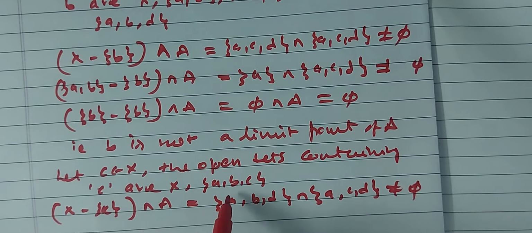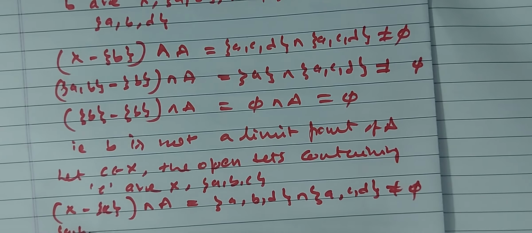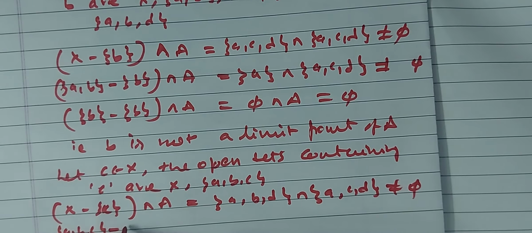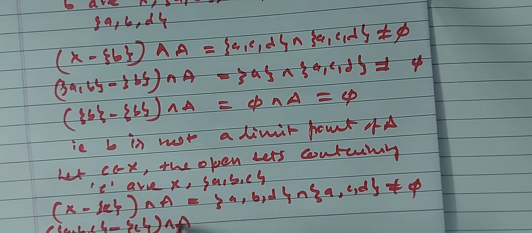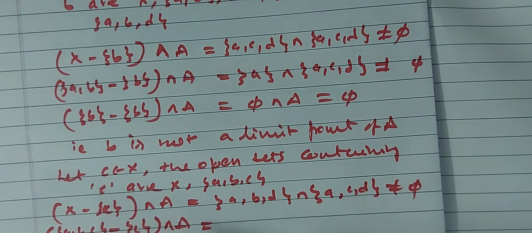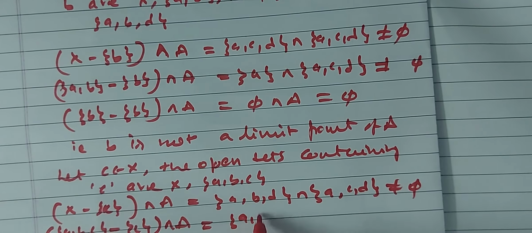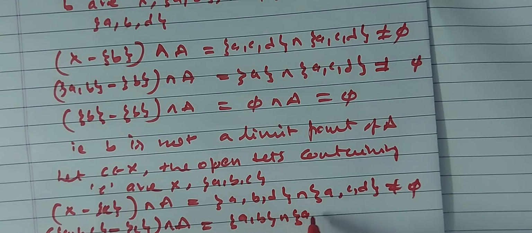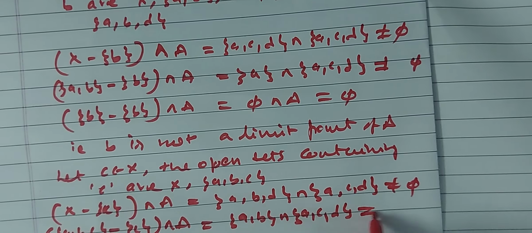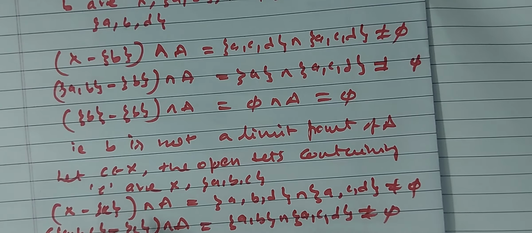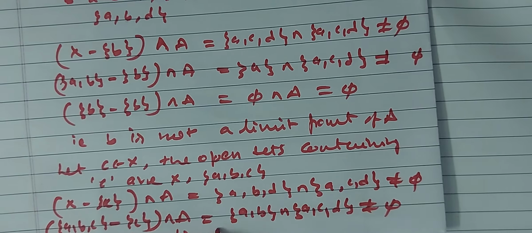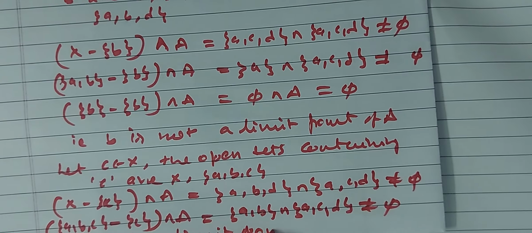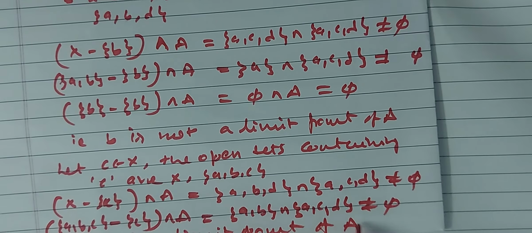Next, the other set is {a, b, c} minus {c}, intersection A is equal to... the subtraction means {a, b} intersection {a, c, d}, also not equal to empty set. So both sets are completed and subtracted, C element, so that C is a limit point of A.